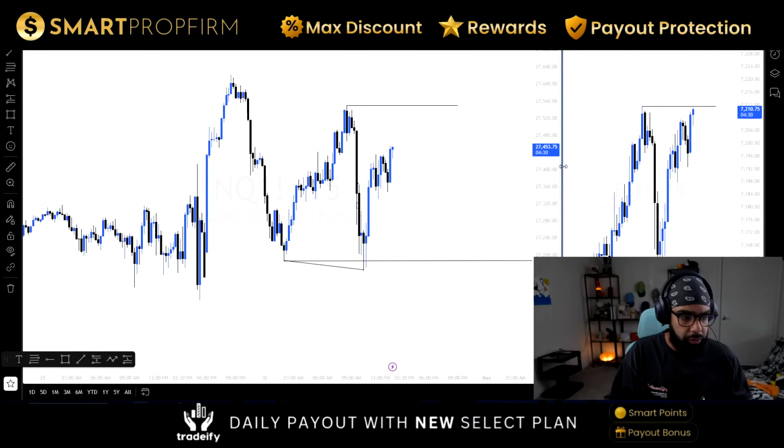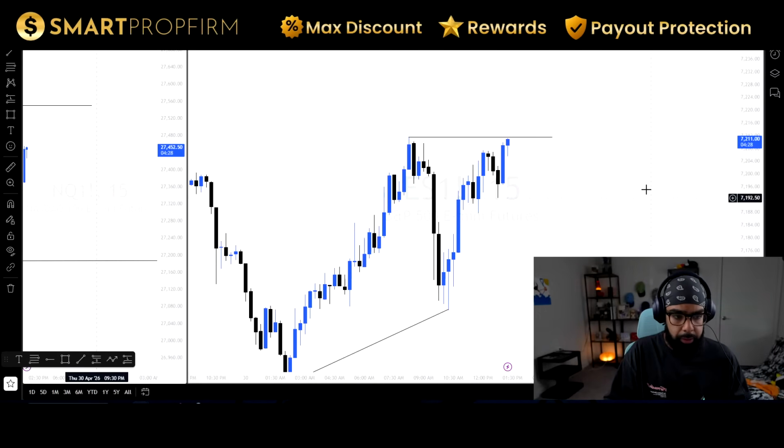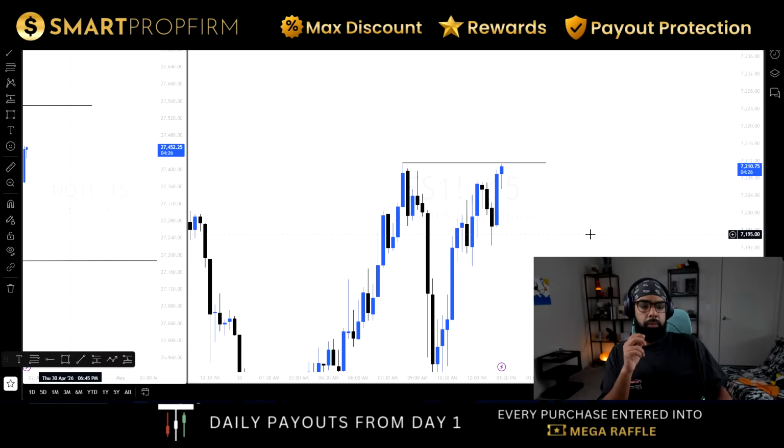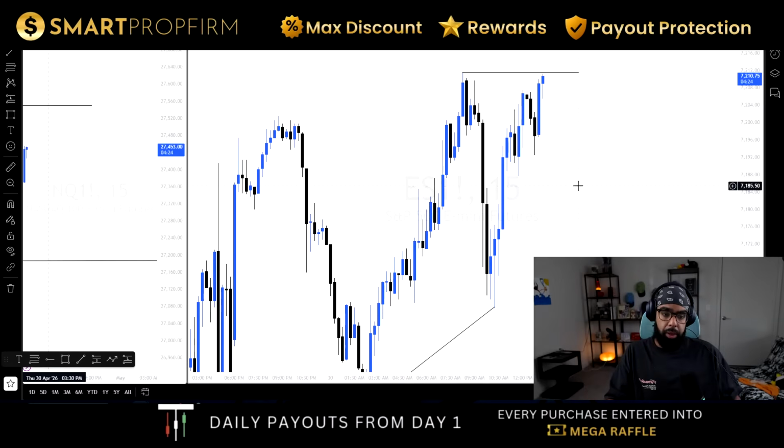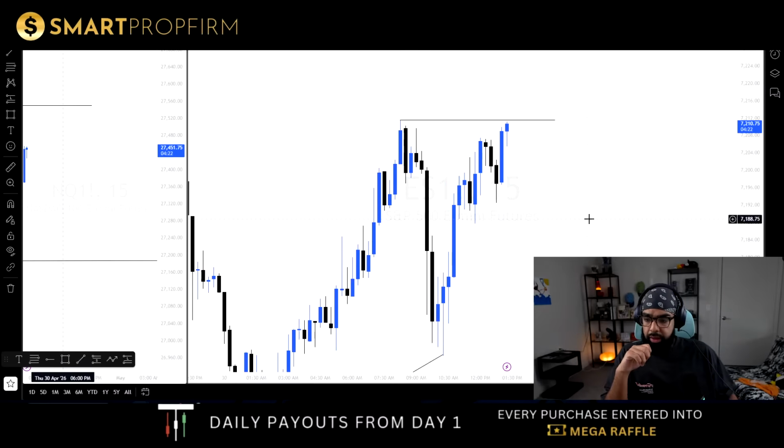I want to see ES impulse through this. Let's look at ES for a bit here. But been kind of clean on the hard time from here.